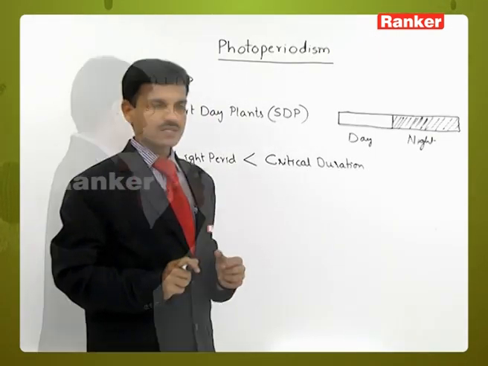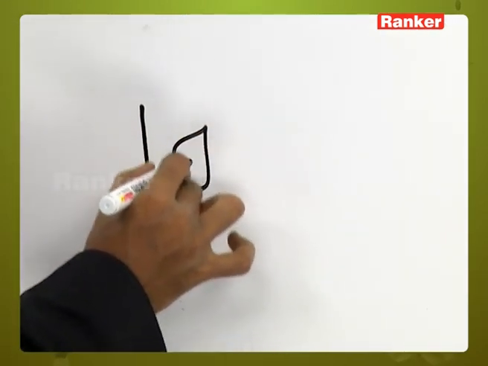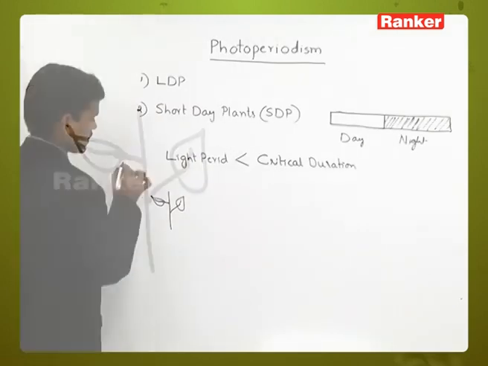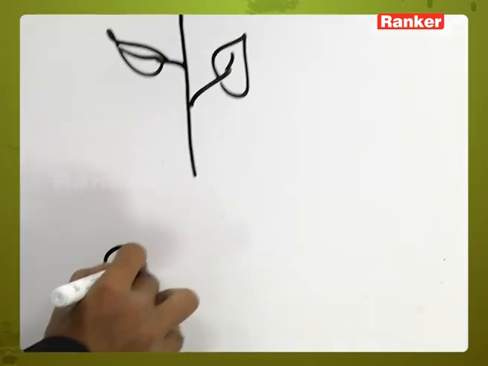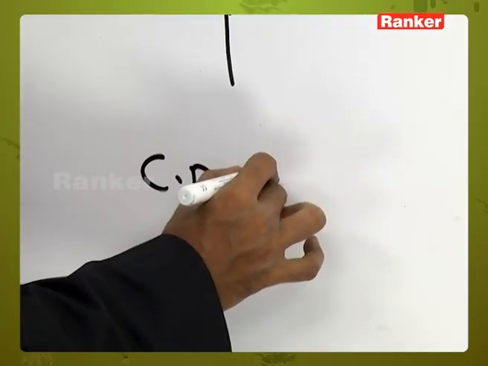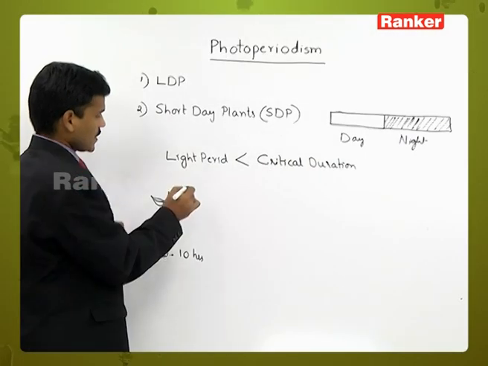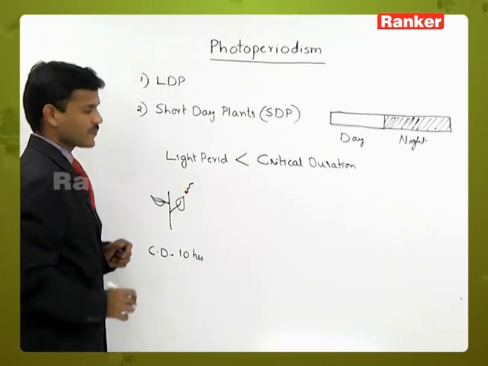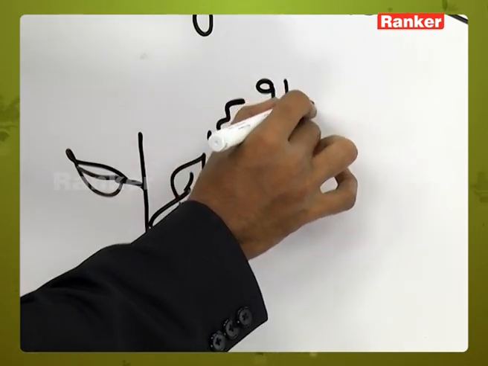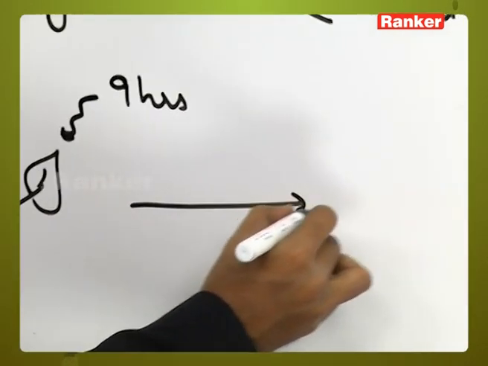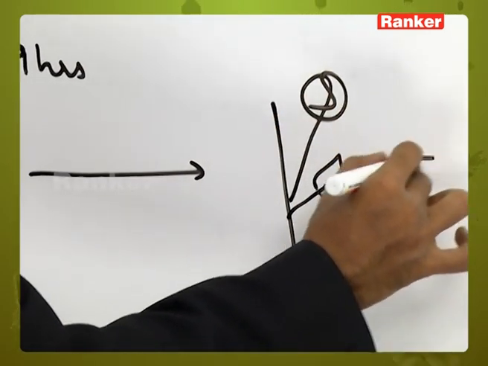For example, take one plant whose critical duration is 10 hours. When this plant is exposed to 9 hours of light, the flowering is initiated. So flowering occurs.